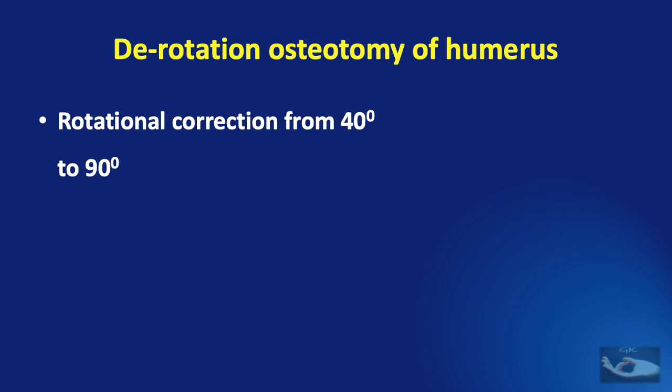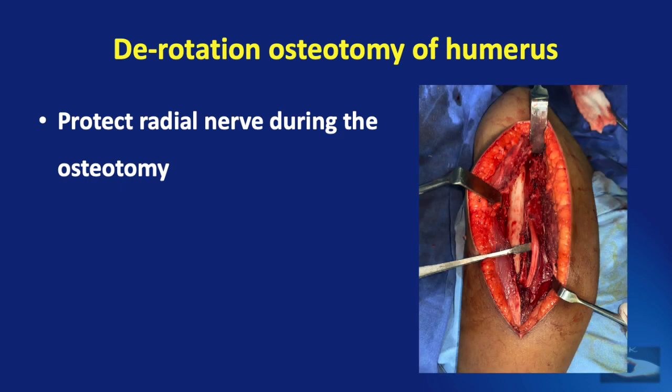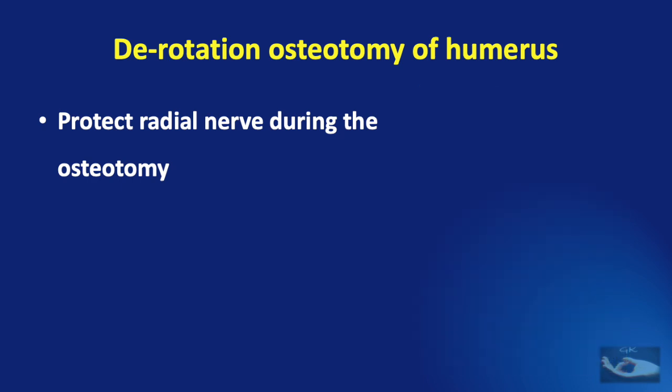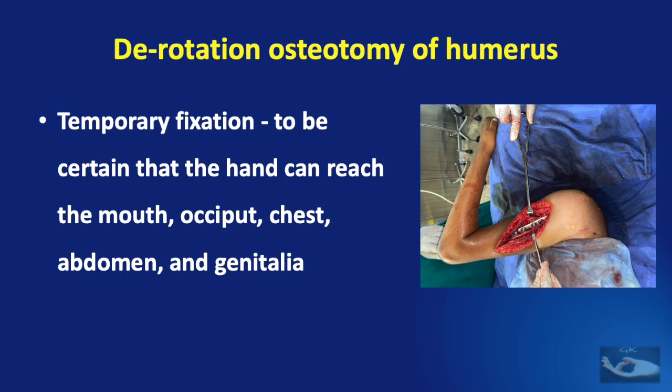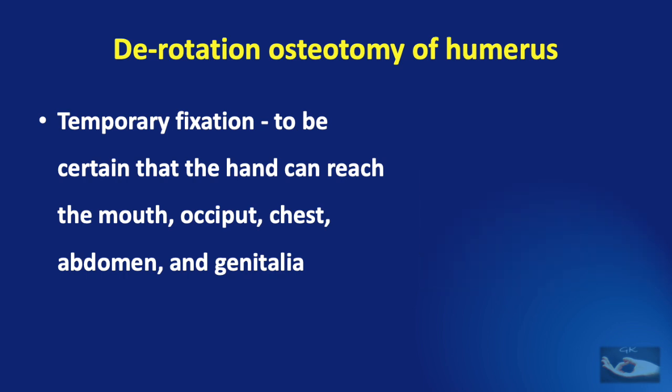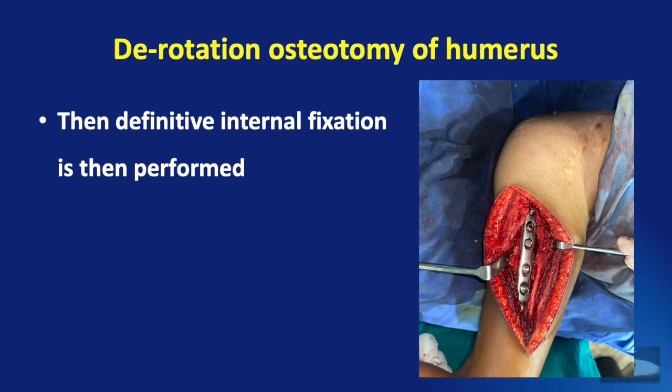This may be anywhere from 40 degrees to 90 degrees, and it is important to protect the radial nerve during the osteotomy. Temporary fixation is done to make sure that the hand can reach the mouth, occiput, chest, abdomen and genitalia. Then definitive internal fixation is performed.